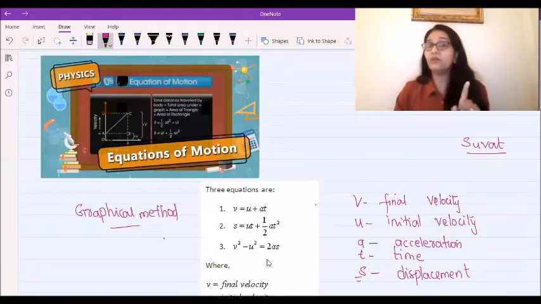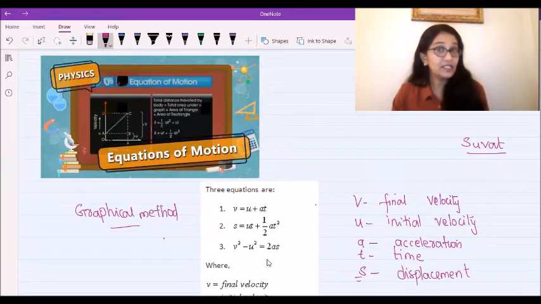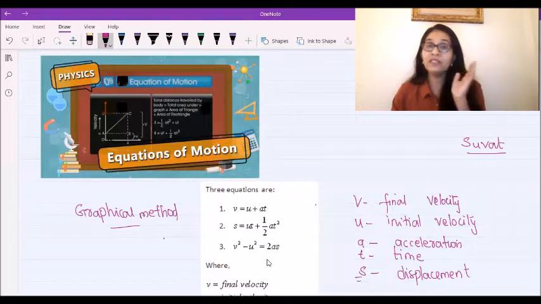For that, we are using graphs. We have studied 2 kinds of graph: distance time graph and velocity time graph. I already did videos related to that, so please watch them if you still have doubts. Here we are using the velocity time graph. One graph is enough. We are using the velocity time graph for deriving equations of motion.